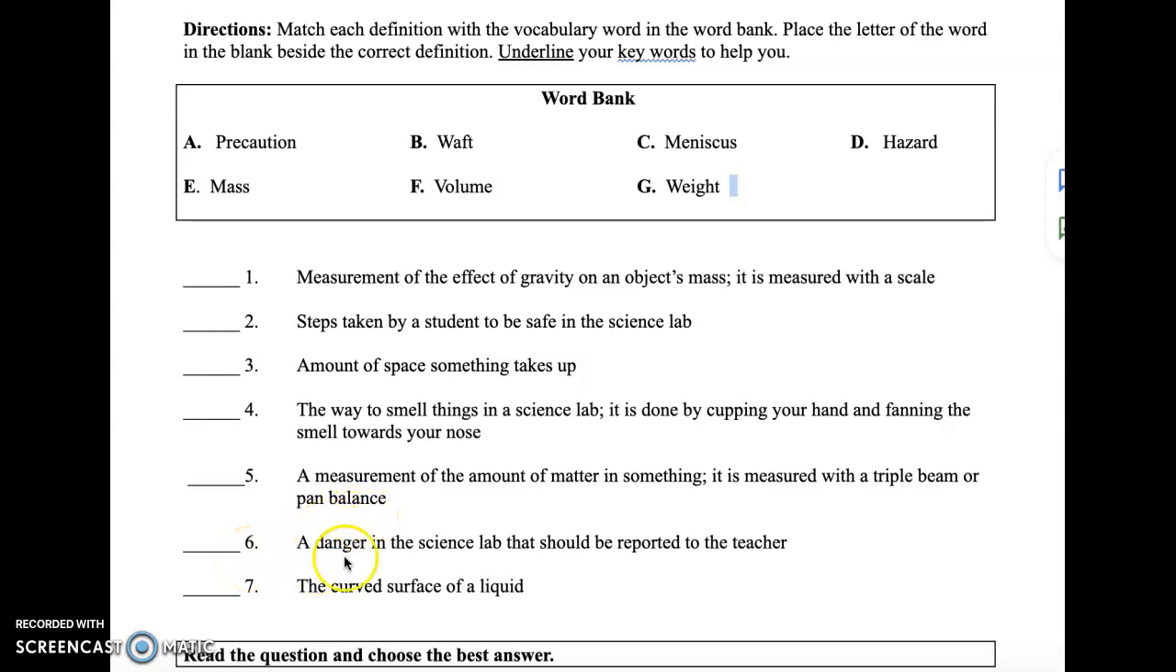Number 6. A danger in the science lab that should be reported to the teacher. Number 7. The curved surface of a liquid.